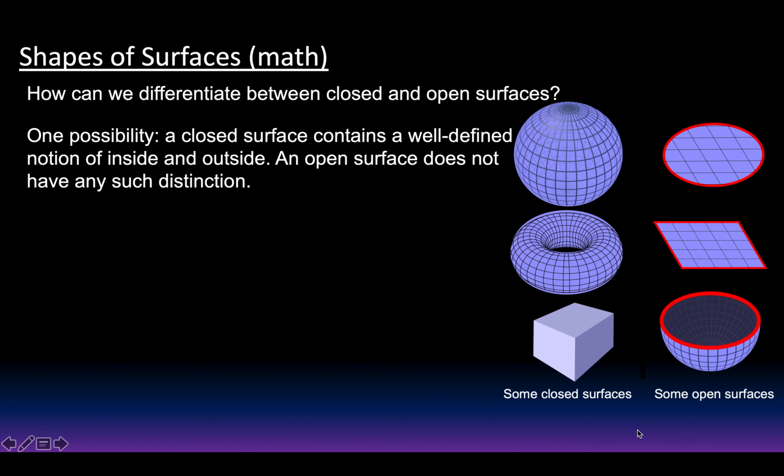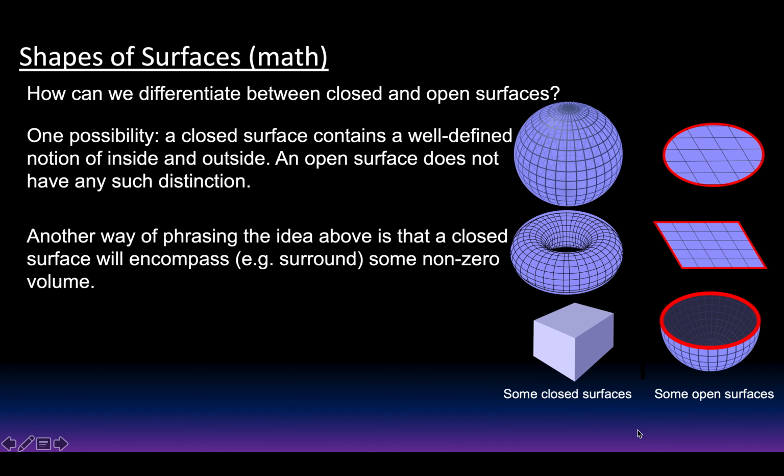One way we could differentiate between a closed surface versus an open surface is we could say a closed surface contains a well-defined notion of inside versus outside. The surface itself is the boundary between the inside and the outside. An open surface is not going to have any such distinction. Another way of thinking about this idea is we could say a closed surface will encompass some non-zero volume.